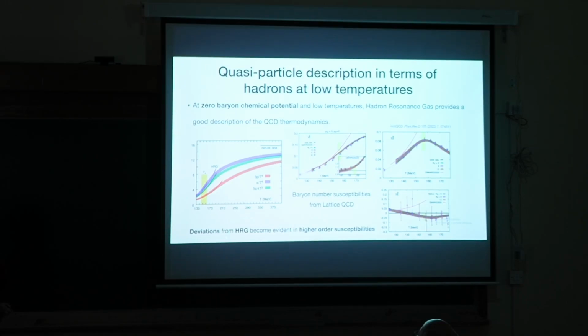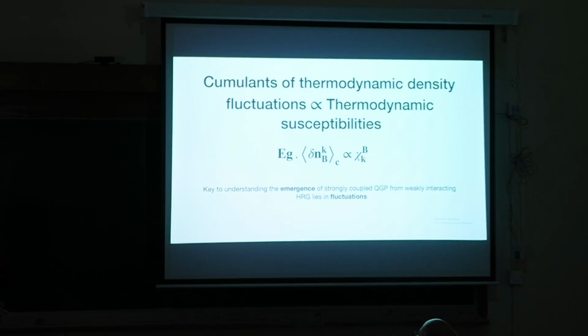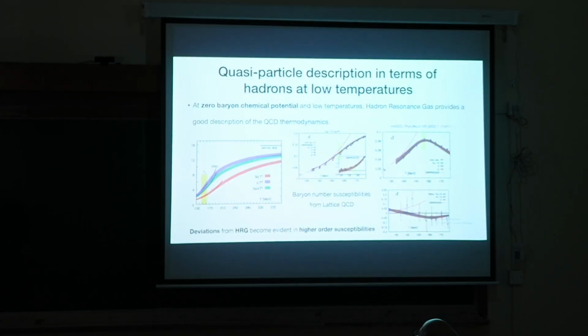So there are deviations from HRG which become evident at higher order susceptibilities. What was on the y-axis of the first plot? This has three things: pressure, energy, and entropy, which all become the same in the non-interacting limit.